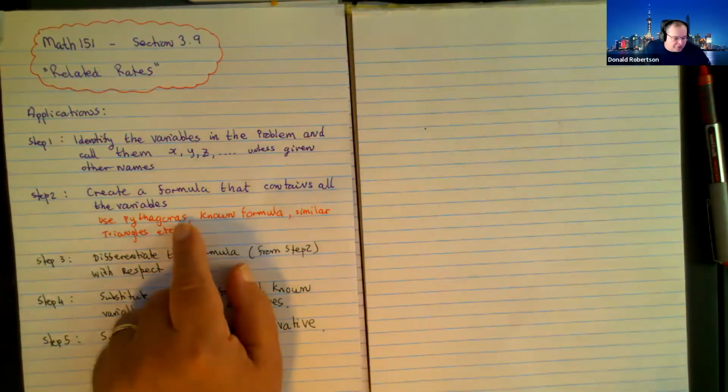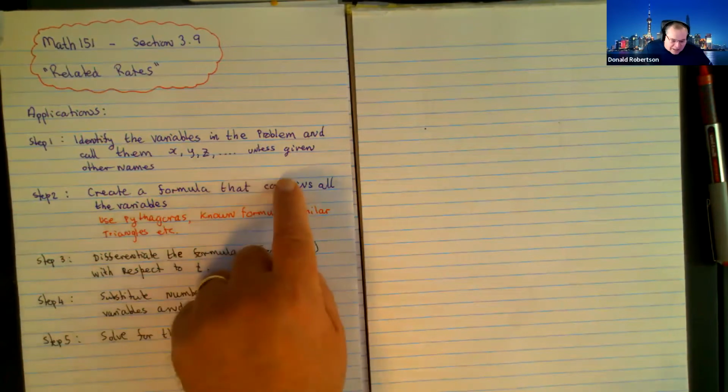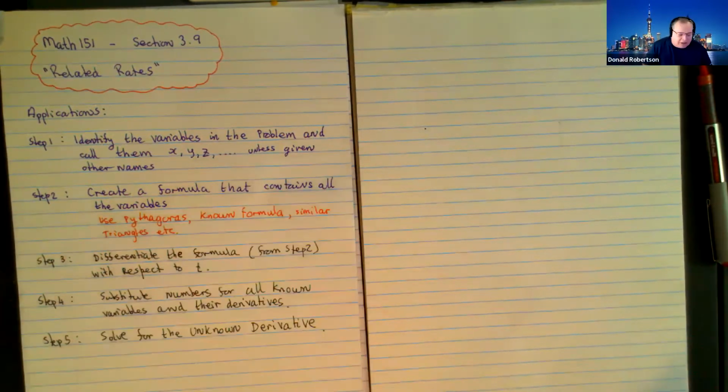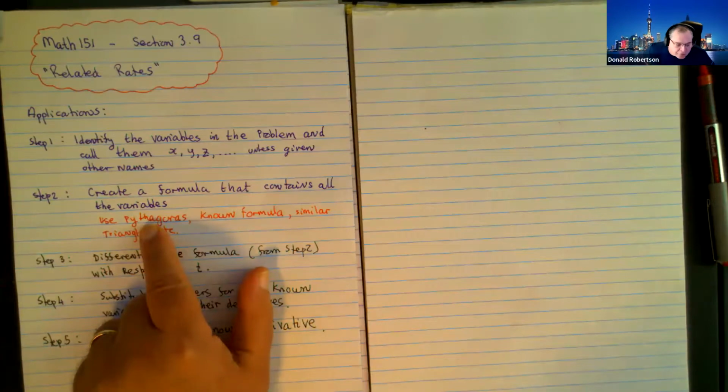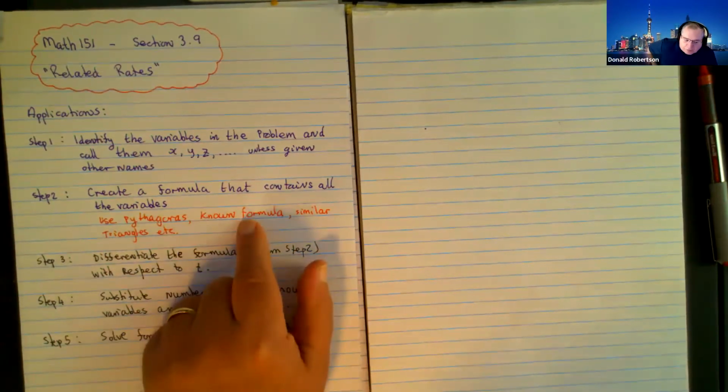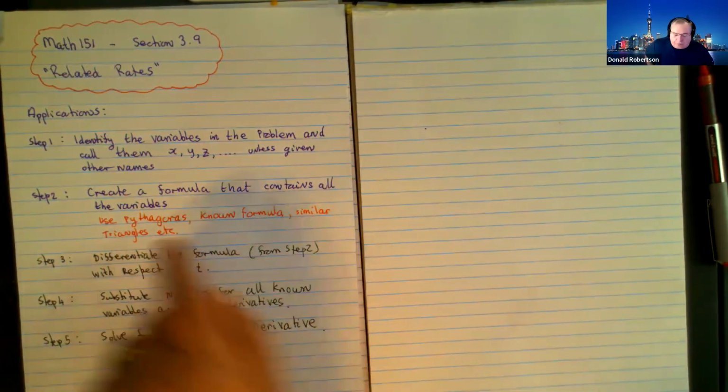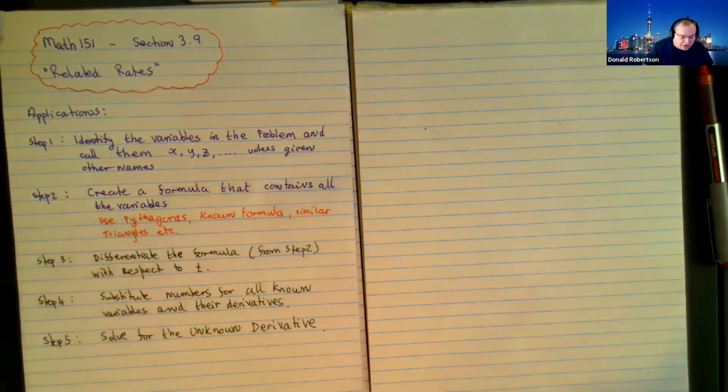Then the second step is create a formula that connects all the variables together. And the types of ways you're going to do that is that if you see a right angle triangle, then there's probably going to be a Pythagoras formula. Sometimes they tell you what the formula is, like the volume of a sphere, in which case you just do 4/3 pi r cubed, or a surface area formula, or I think one of them's an area of a triangle. And similar triangles you sometimes use rather than Pythagoras. And one of the questions we're doing today involves using similar triangles to create that connecting formula.